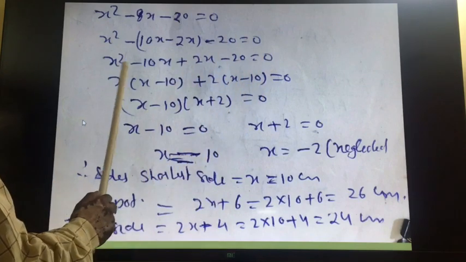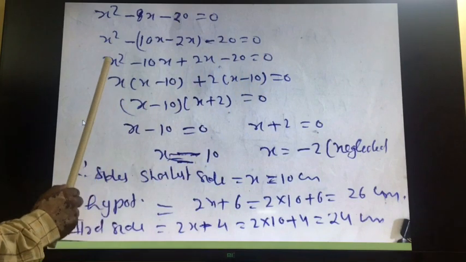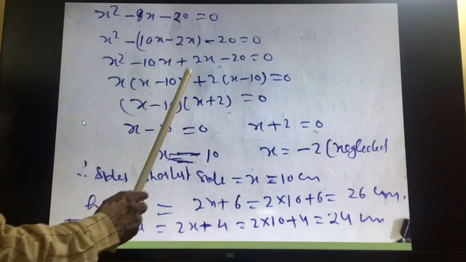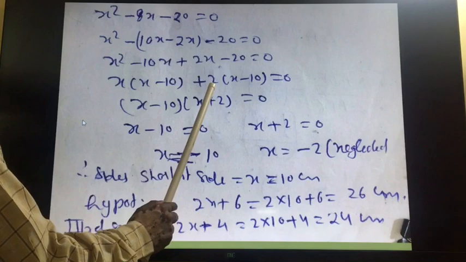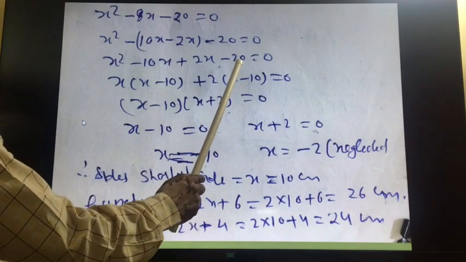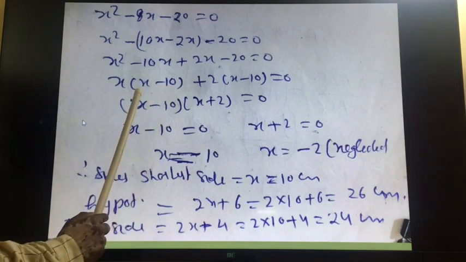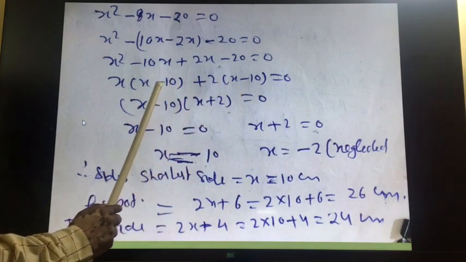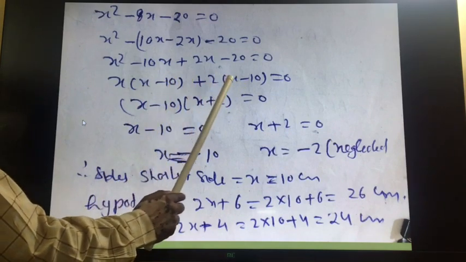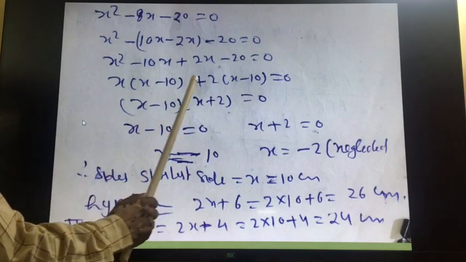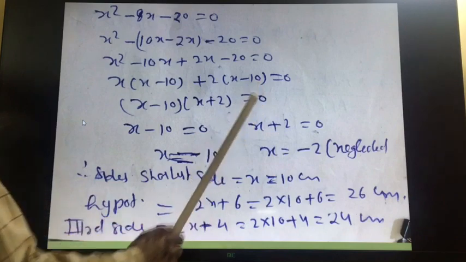0. From the first two terms, x is common. So we will get x minus 10 in the bracket, and from the other two terms, 2 is common, so x minus 10 again. This value in the bracket and this value in the bracket should be the same. If these are not the same, your solution is wrong. So now this bracket is common, and we'll get x plus 2 in the second bracket is equal to 0.